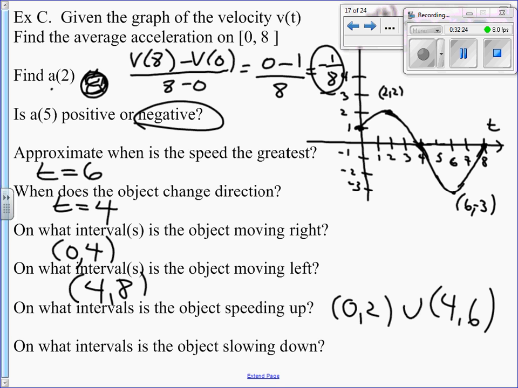And when would it be slowing down? When would velocity and acceleration have different signs? 2 to 4, and 6 to 8. And that's what we're doing today.